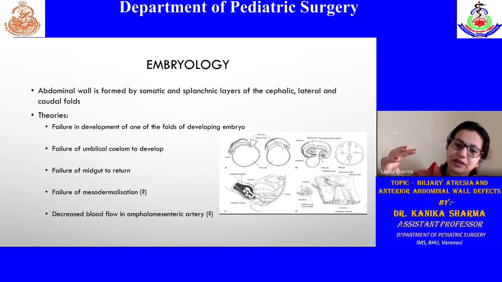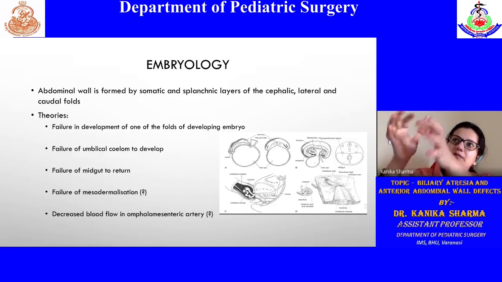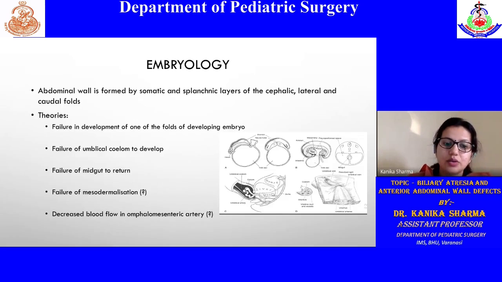This entire channel where the gut comes out is usually covered by the umbilical coelom, which is further encased with the Wharton jelly. So what happens if it fails to return? Then also the child may have the gut protruding out from the abdomen. So the umbilical coelom or the failure of the midgut to return back into the abdomen can be associated with defects in the anterior abdominal wall.